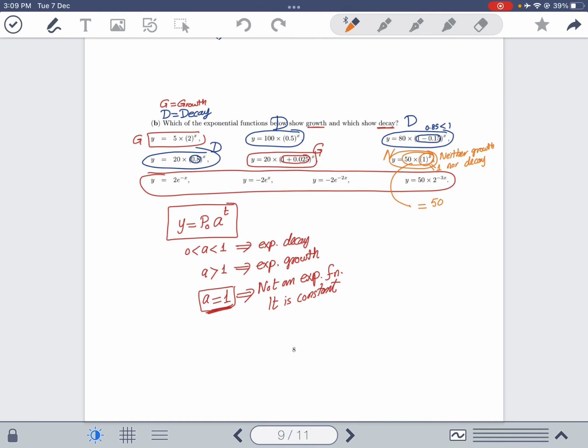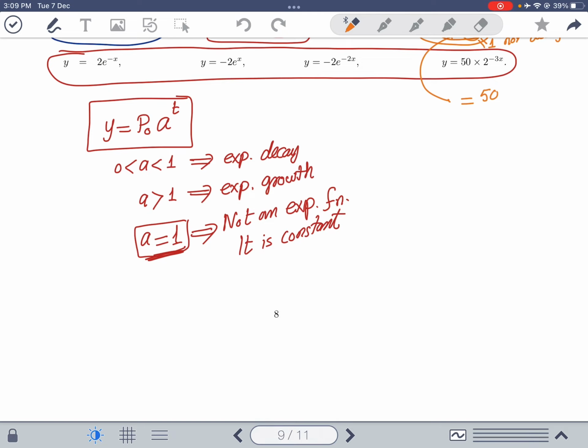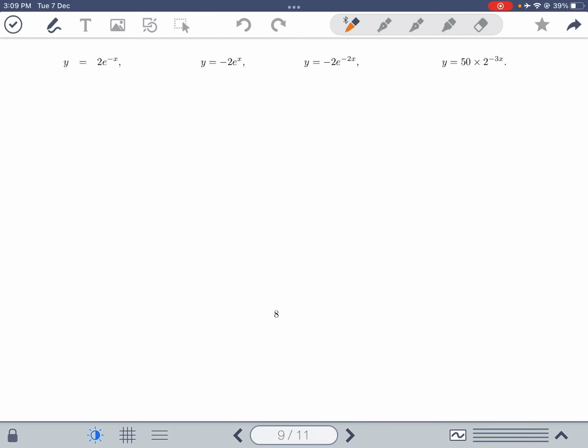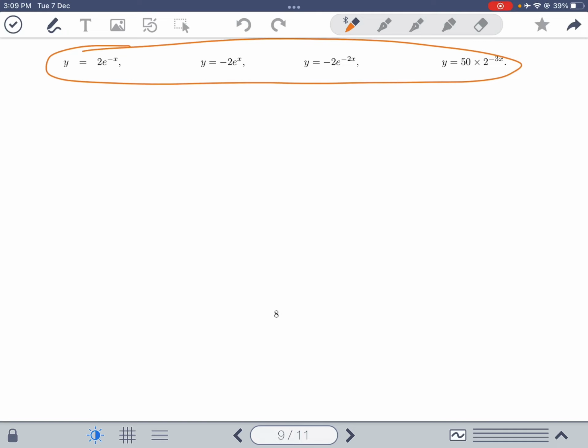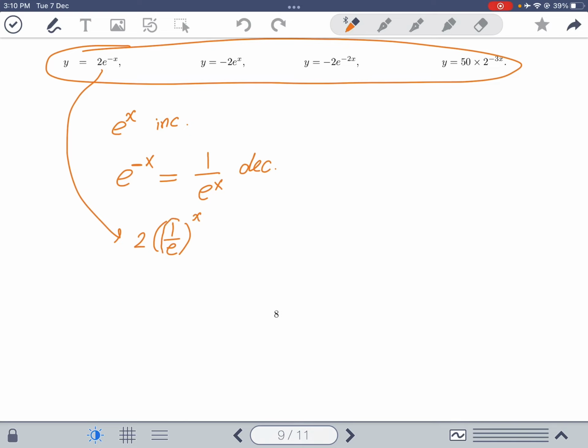This is by definition already. So I'm going now to the last line, these ones here. So e to the x, this one is increasing. When you replace x by negative x, when you do e to the minus x, this is the same as 1 over e to the x, which becomes now decreasing. You can even say that this is equal to 2 times 1 over e to the x. And 1 over e is a number less than 1, and so you have an exponential decay.